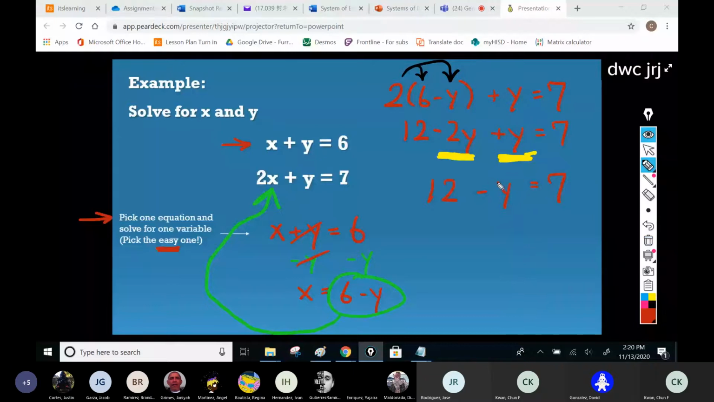All right, now we have to solve for y right here. There are a couple of ways that you can do it, and it doesn't matter which way you do it. How about we add y on both sides? So you get 12 equals 7 plus y. And then minus 7 on both sides, on the left and on the right. So y equals 12 minus 7, which is 5.